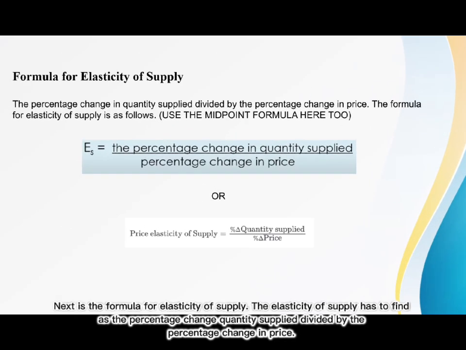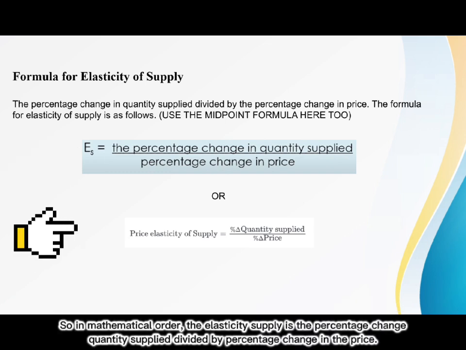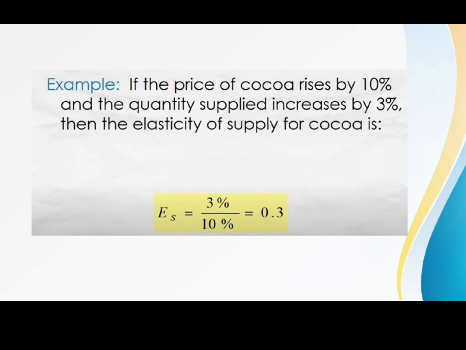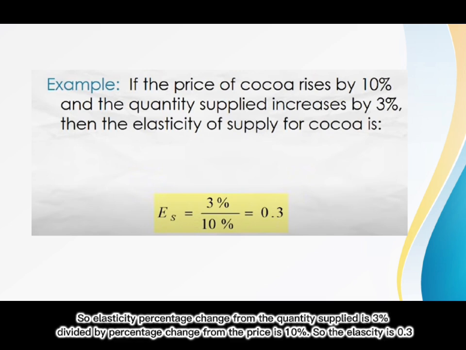Next is the formula for elasticity of supply. The elasticity of supply is defined as the percentage change in quantity supplied divided by the percentage change in price. For an example question, if the price of cocoa rises by 10% and the quantity supplied increases by 3%, then what is the elasticity of supply for cocoa? The percentage change in quantity supplied is 3% divided by the percentage change in price, which is 10%. So the elasticity is 0.3.